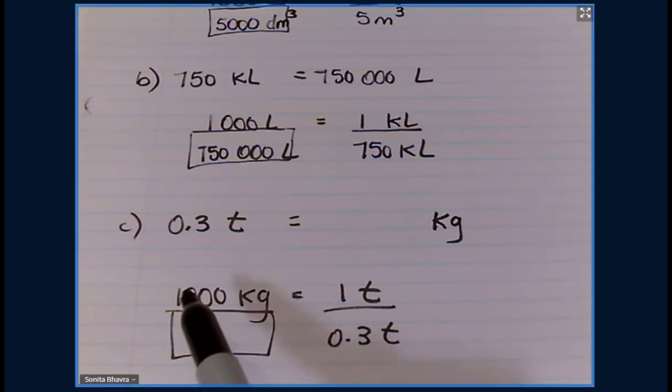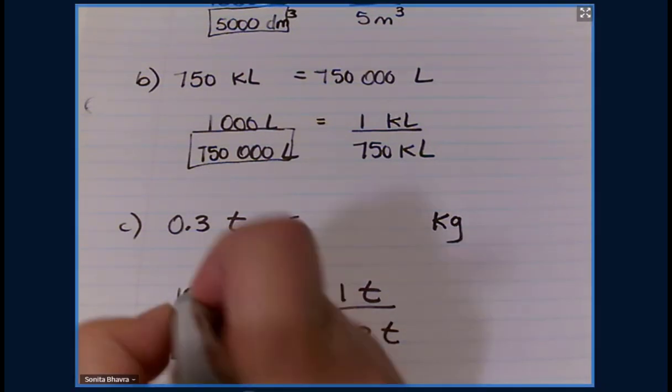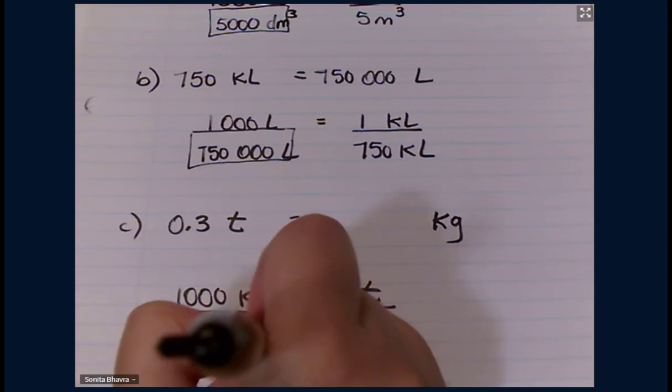So cross multiplication: 1,000 times 0.3 divided by 1, and that gives me 300 grams.